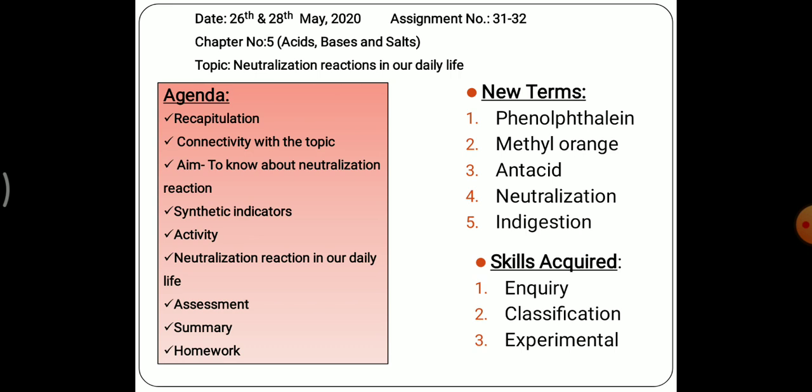So during this session we will study some new terms, and those new terms are phenolphthalein indicator, methyl orange, antacid, neutralization, indigestion. These are the new terms that we will study during this class. And the skills that we will acquire after this session are inquiry skill, classification skill and experimental skill. I hope you all are clear with today's agenda. Then we can proceed with our topic.